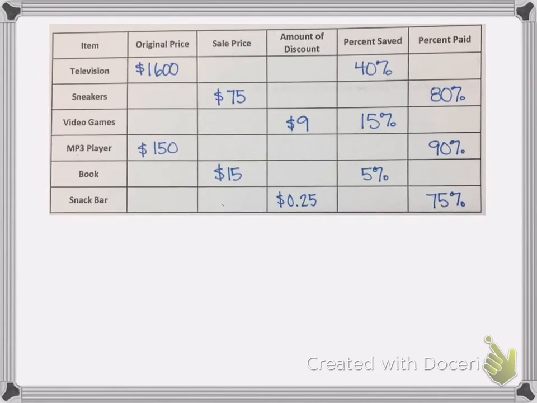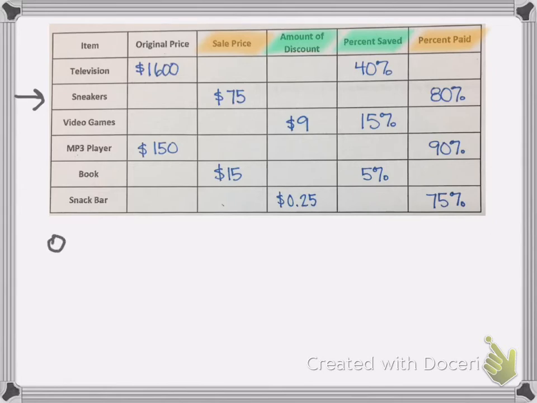That's okay. All right, so here we go. Here's our problem again. We're going to work on the sneakers this time. And again, remember, we've got amount of discount and percent saved. Those are connected. And we also have sales price and percent paid, which are connected. So let's see. We've got a $75 sales price. That's the part. And I have the percent paid. Those two are connected, so I'm going to use those in my part to whole ratio.